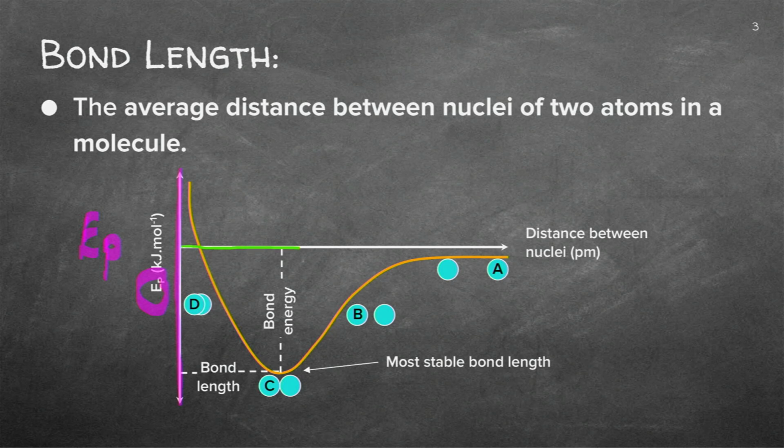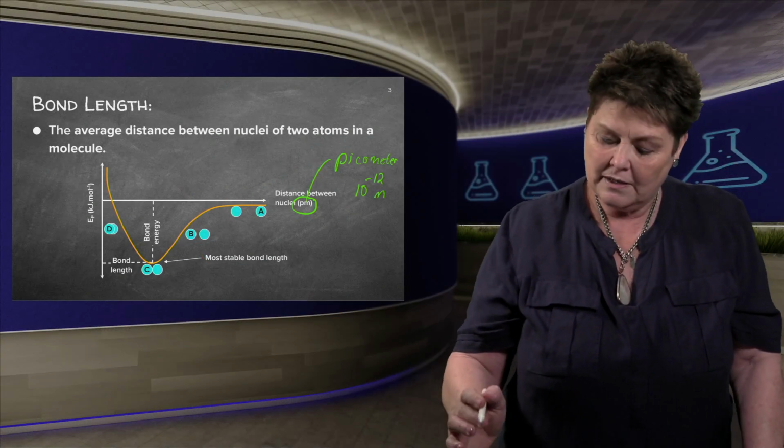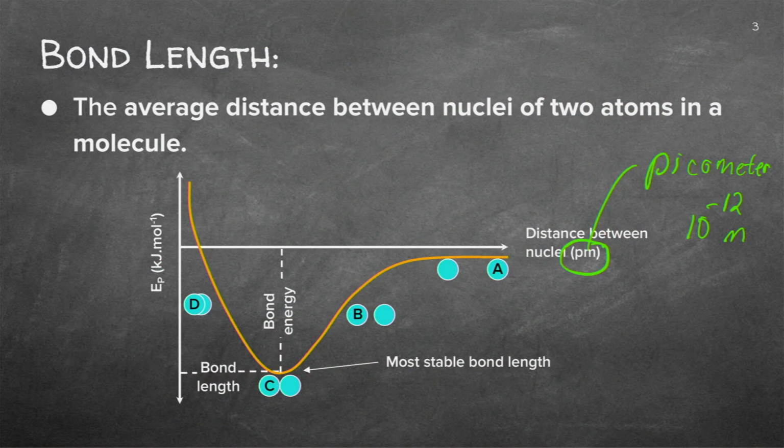On my x-axis, I've got the distance between the nuclei. Now, important, when we have a look at the distance between the nuclei, you'll see there's a pm. Now, that's a picometer. And a picometer is 10 to the minus 12 meters. It's minute. It is very, very small. Nevertheless, we've got the y-axis where we've got the potential energy, and here we've got the distances, and we know now it's a very small unit.